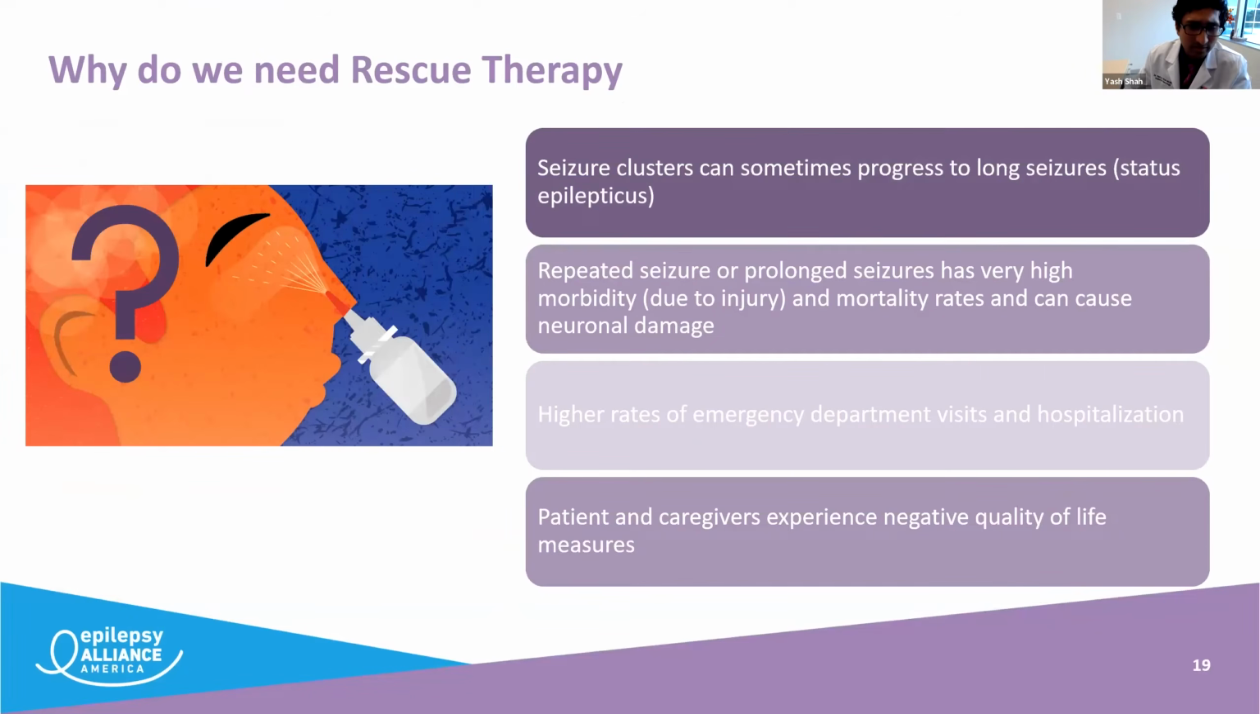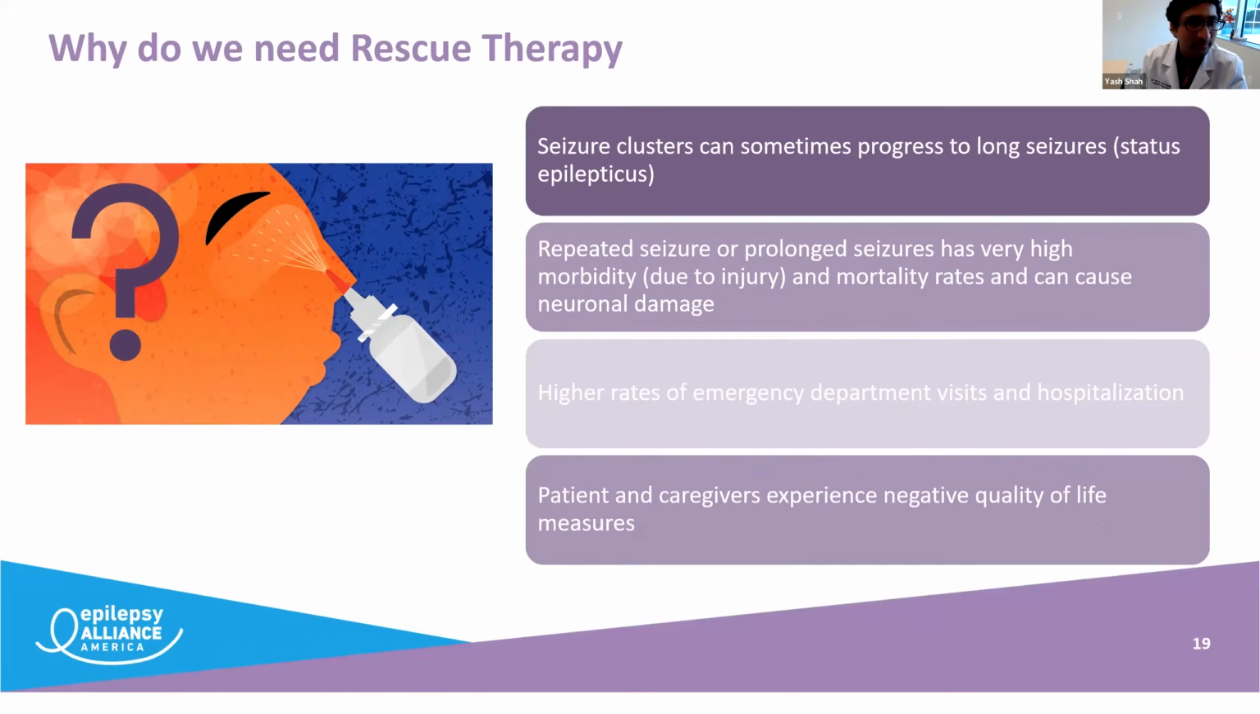So why do we need rescue therapy? Seizure clusters can sometimes progress to long seizures, for example, status epilepticus. These repeated seizures, status epilepticus or prolonged seizures have very high morbidity because they can cause injury and brain damage. Sometimes they can even cause mortality. There are high rates of emergency department visits and hospitalization if we don't stop their seizures. And the caregivers and the patient have negative quality of life measures if they have to go again and again to the hospital emergency room. So that's why we use rescue therapy.